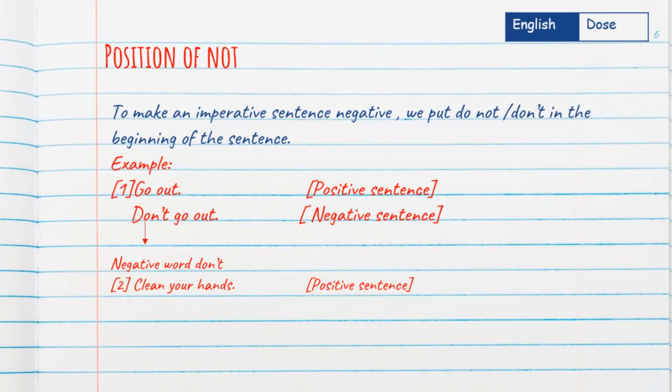So it is an example of an imperative sentence, as we see that there is no subject and the sentence begins with the verb. Now we need to make it a negative imperative sentence. So before clean, we have to place do not or don't in the sentence. What would be the negative? Don't clean your hands would be the negative sentence. And don't is what? The negative word.